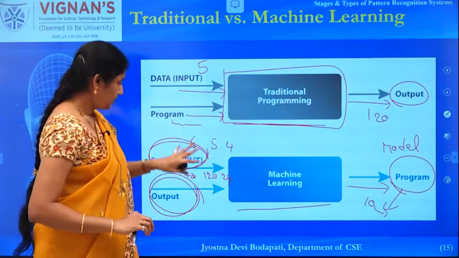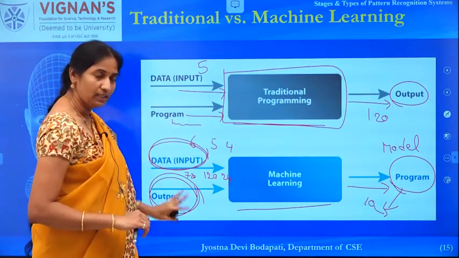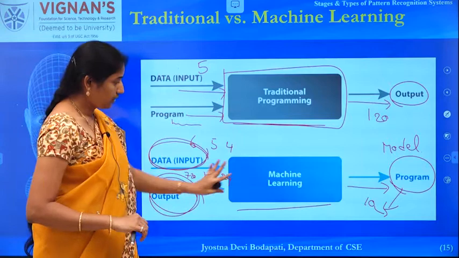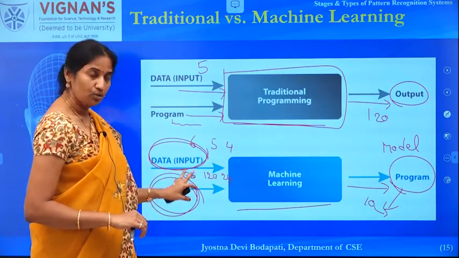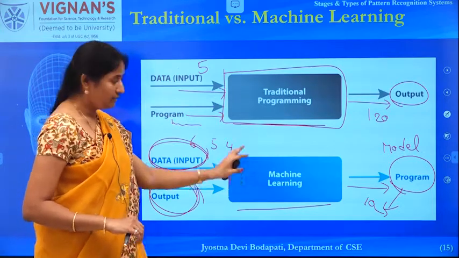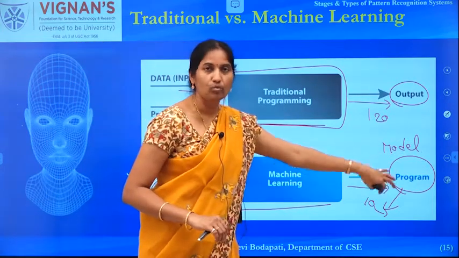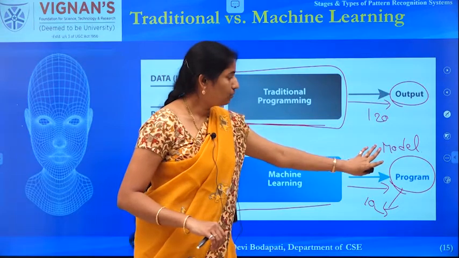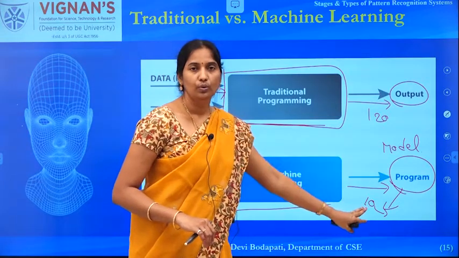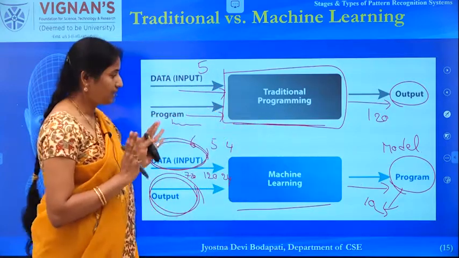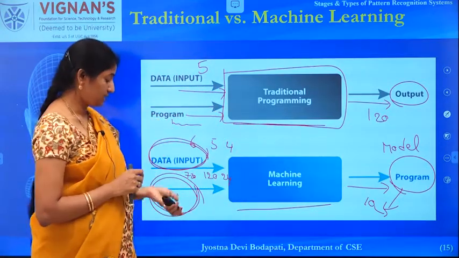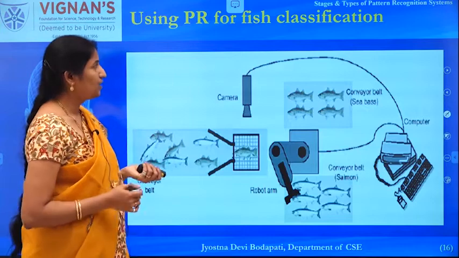But in this case you are providing the input along with the outputs, and the machine is trying to analyze the patterns in the given data. By observing a few samples, it produces a program, what you call a model, and that model can be used to get the outputs for a given input later, right? So that is how machine learning algorithms work. The learning is different, okay?